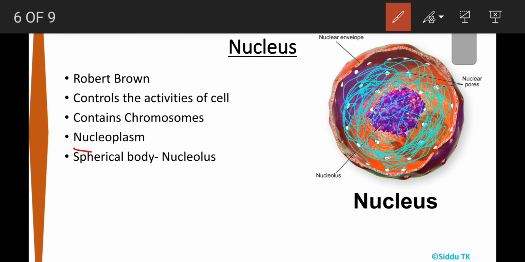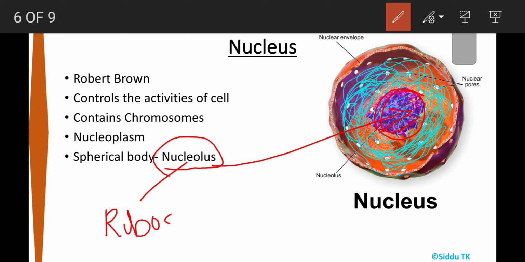The fluid present in the nucleus is called nucleoplasm. In the nucleoplasm, a small spherical body is present. It is called nucleolus. Nucleolus is not bound by any membrane. Where will you find nucleolus? Nucleolus is present inside the nucleus. In the nucleolus, ribosomal RNA is synthesized.